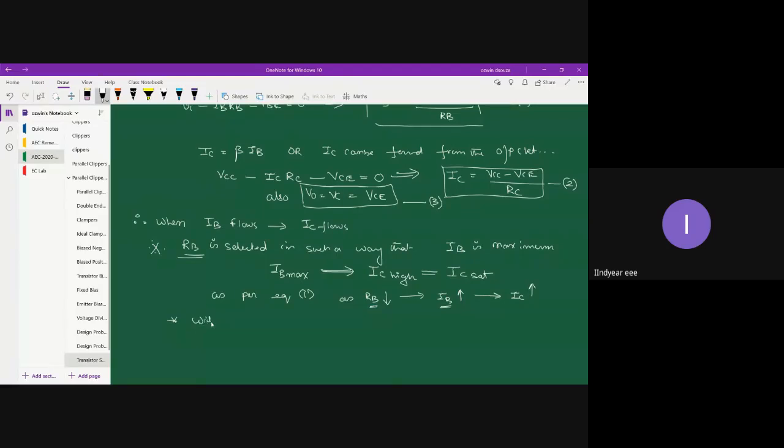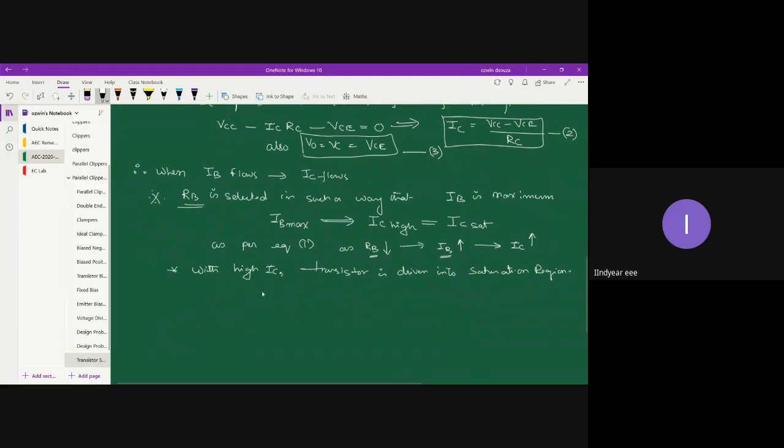So with high IC, the transistor is driven into the saturation region. Now, in the saturation region, we have seen that. Quickly, let me draw the transistor output characteristics.